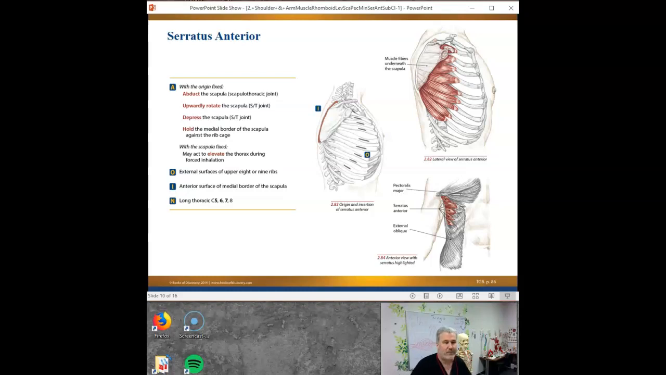That's why I just want to make that point. We're not going to learn about the posterior yet. Don't worry about that. I just want to point that out to you guys. They would have just called it serratus if there was only one, but there's not. There's actually three. Okay. Serratus anterior. Cool, cool, cool.